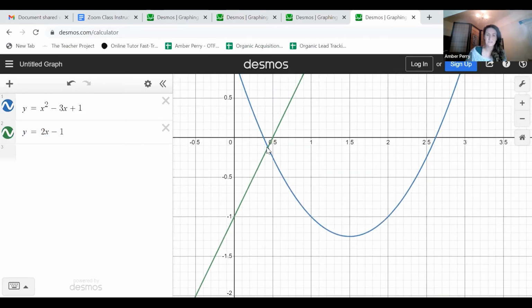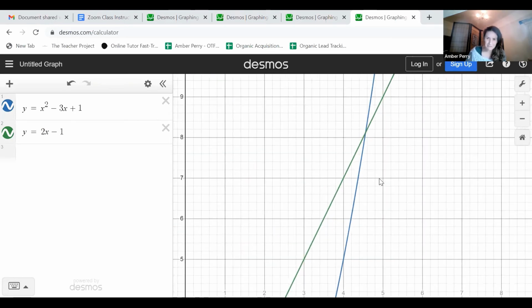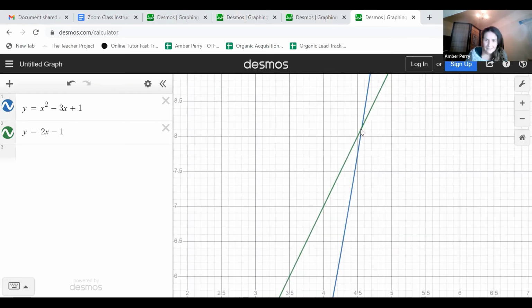So on Desmos, it's really nice and easy because you can click on it and it'll tell you. So they meet at x equals 0.438. And they also meet right up here at x equals 4.562.